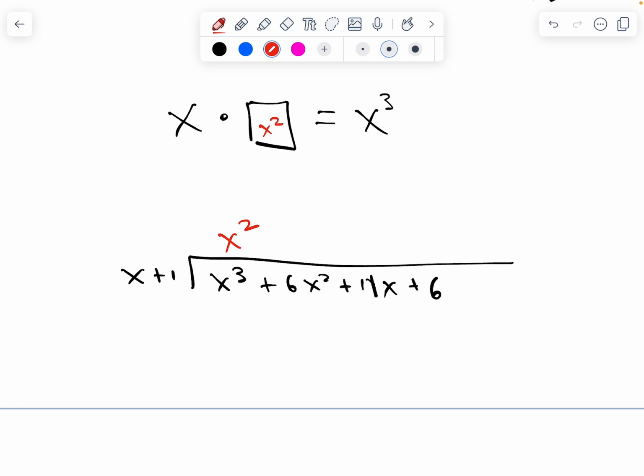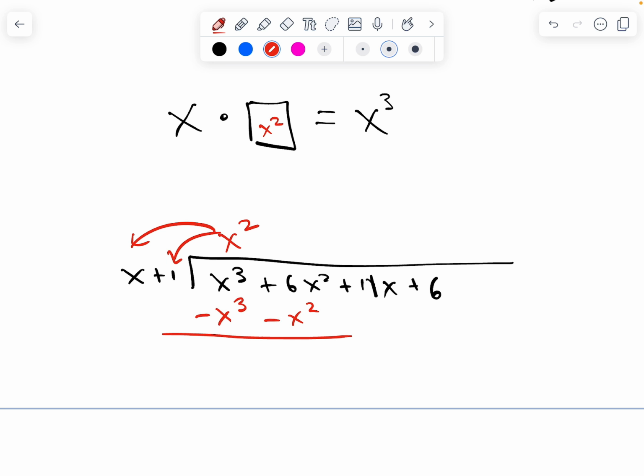Okay, so that's the first step. You're saying what times what is x cubed? Now the next step is we're going to multiply the x squared by both of these things. You got to multiply by both. So x squared times x is x cubed, which is exactly what we wanted. x squared times 1 is going to be x squared. Now the next step is to subtract.